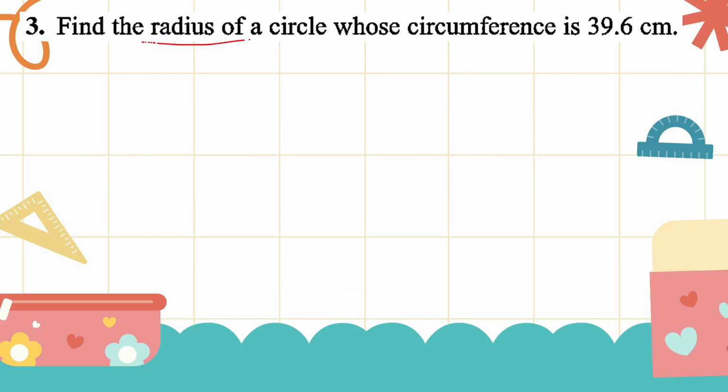Find the radius of a circle. Now the circumference is given, the opposite of before. We need to find the radius. Firstly, we were given the radius and had to find the circumference. But the formula will be the same, 2 pi r.